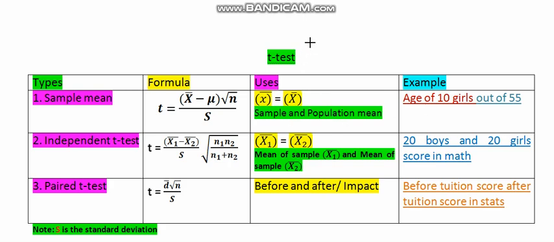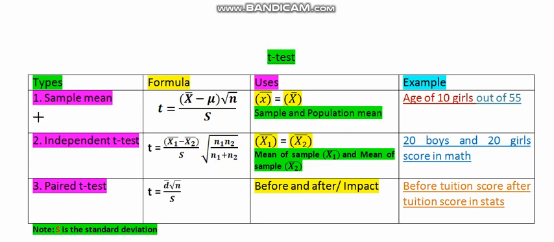Well, guys, today I'll talk a little bit about the different types of t-tests that we use in statistical analysis. Basically, the t-test is used when the sample size is less than 30. And it is of three different types.